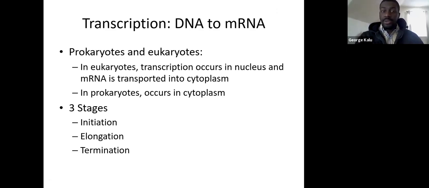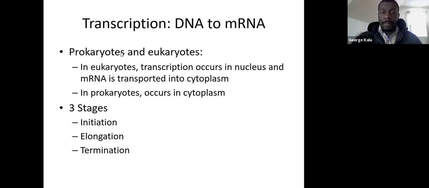So in eukaryotes, transcription occurs only in the nucleus. We form that mRNA inside the nucleus, and then from there, the mRNA gets transported into the cytoplasm in order to undergo translation later on.